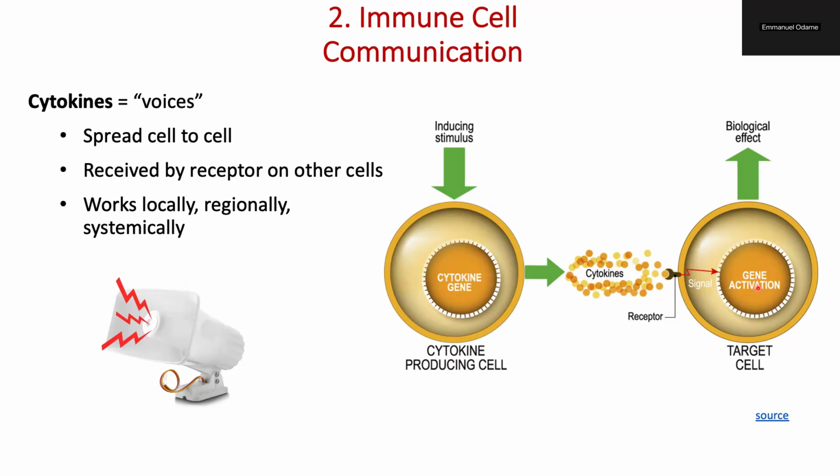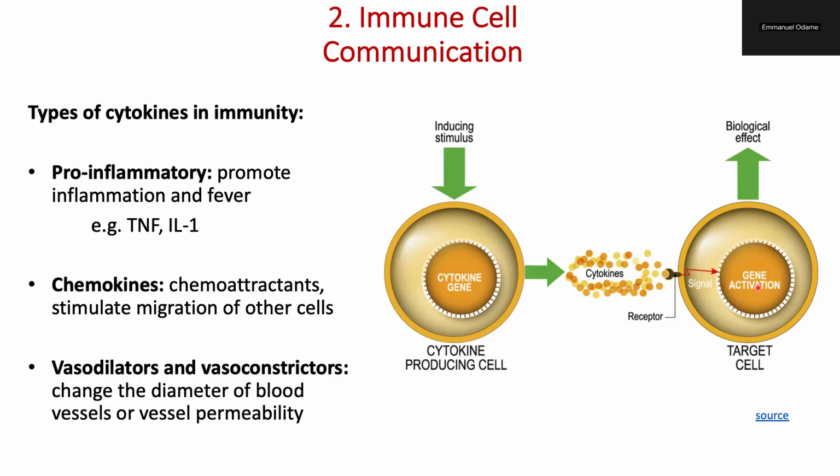But what you have to know is that this works locally and regionally, and it's also going to work systemically. So it wouldn't work throughout the whole body, but it's going to work locally depending on where the cell is being found. So what are some of the types of cytokines involved in immunity? So we have pro-inflammatory cytokines, which are basically used to promote inflammation and fever. An example is interleukin 1, we have TNF.